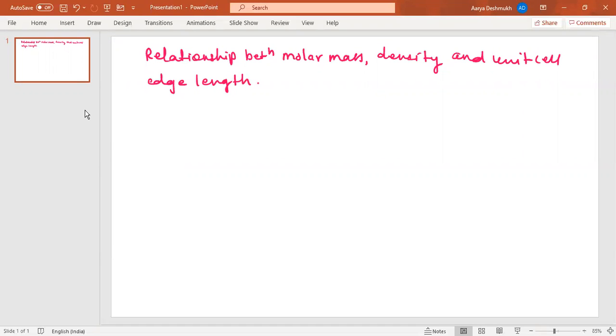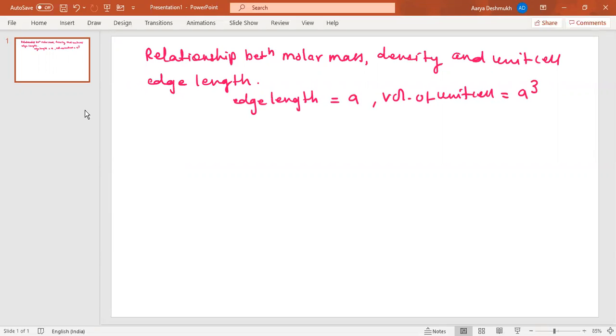Okay, so we know that the edge length of a cubic unit cell equals a. So the volume of the unit cell will be equal to a cube.